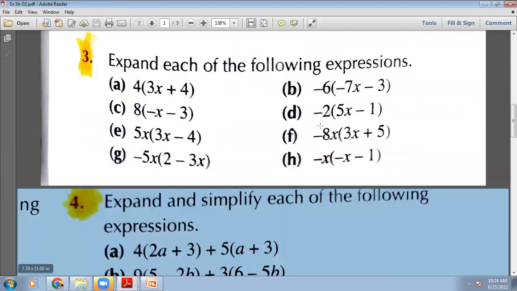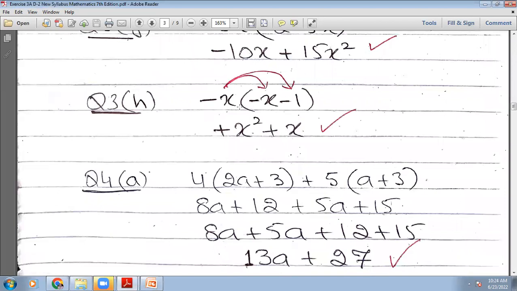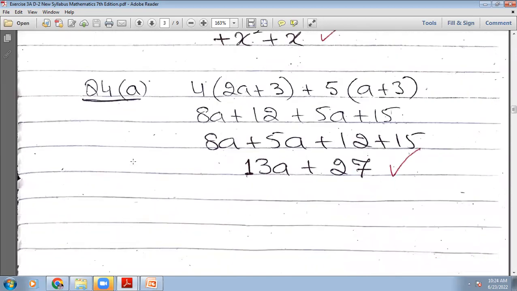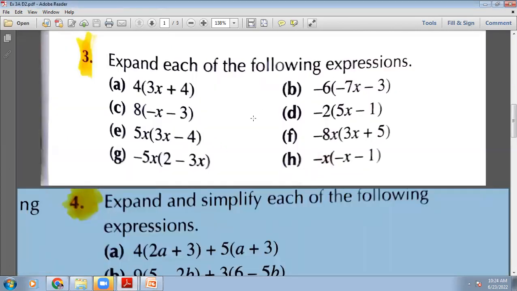Then we have the H part, and the H part says minus x multiplied with this bracket. So there's a negative outside. So here you go. Minus minus will be plus, x multiplied by x will be x squared, and minus x times minus 1 will become plus x. Hopefully you understand. So we are going to the next question.